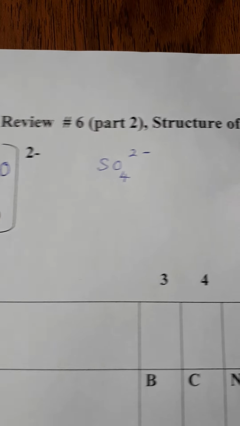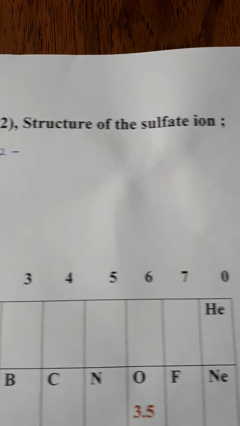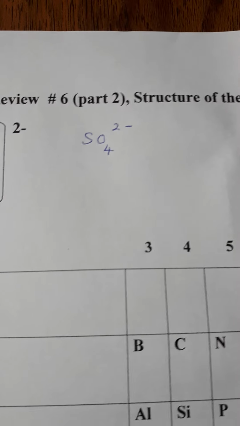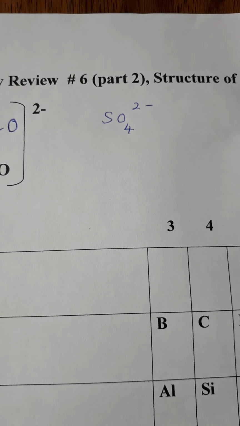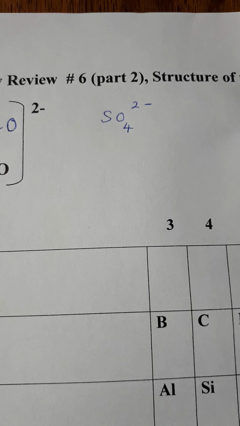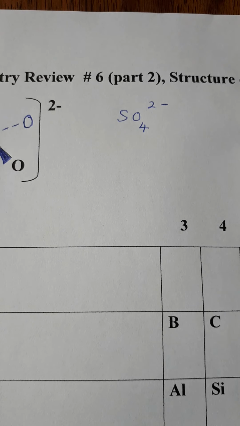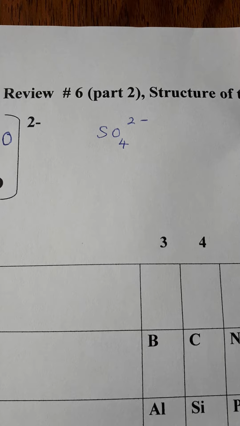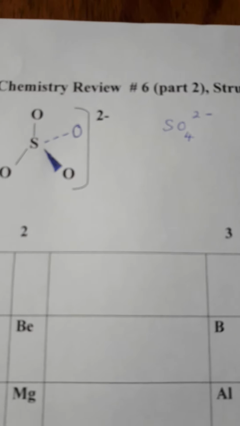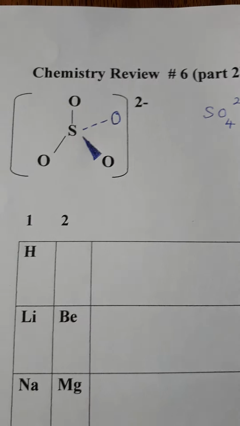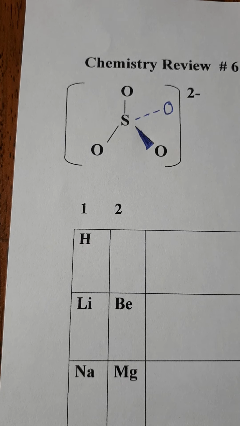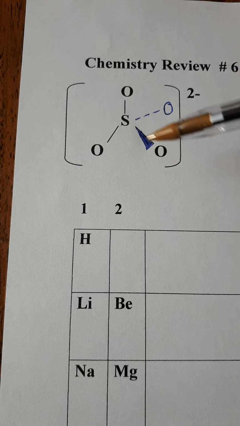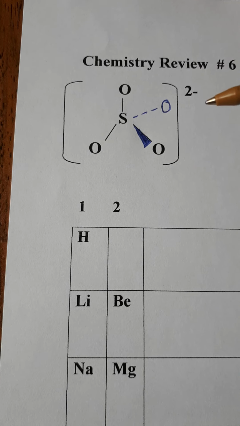This is number 6 part 2, structure of the sulfate ion. We know that it is SO4 2 minus. It has one sulfur atom and 4 oxygen atoms, and the total charge is 2 minus. And you will see that the structure is going to be like this: 4 oxygen atoms attached to a central sulfur atom, and the total charge is 2 minus.